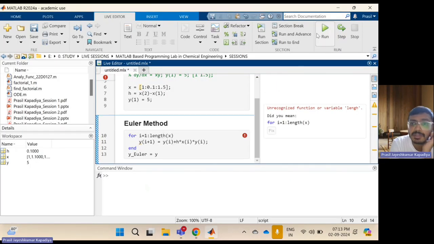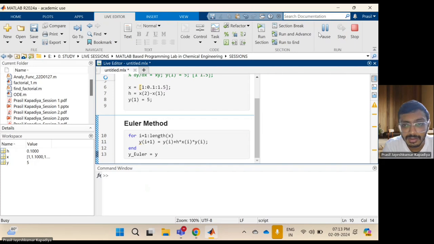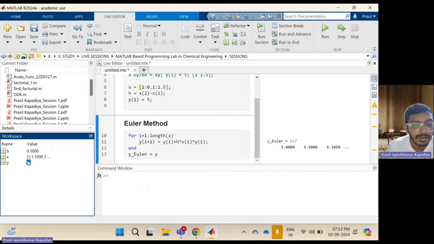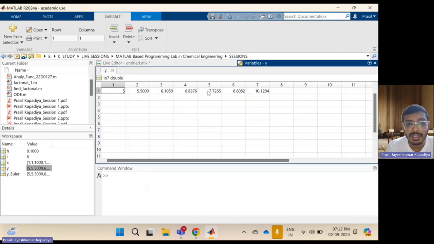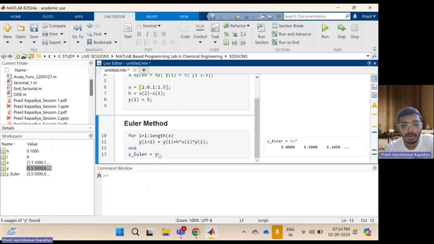Length, okay, spelling mistake. So when we run this, we have Euler's method solution as y. So see, these are the solutions: 1, 1.1, 1.2, 1.3, 1.4, 1.5, and 1.6. It won't stop at 1.5 because I am going for length of x. The last value of x is 1.5, so it will calculate at I plus 1, that is 1.6. That's why we are getting 6 points.